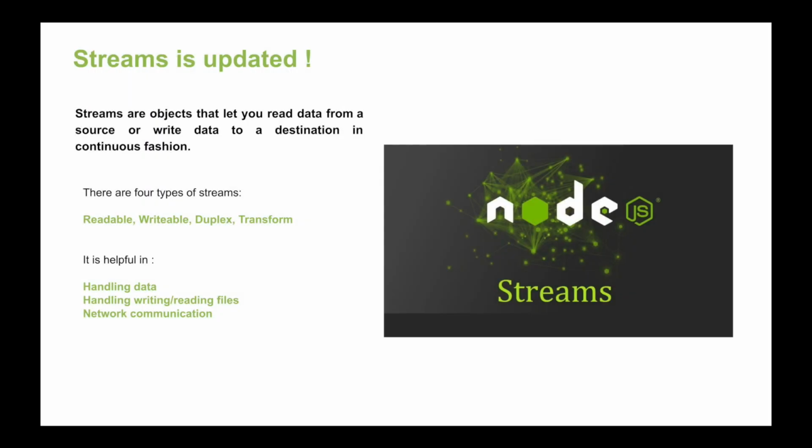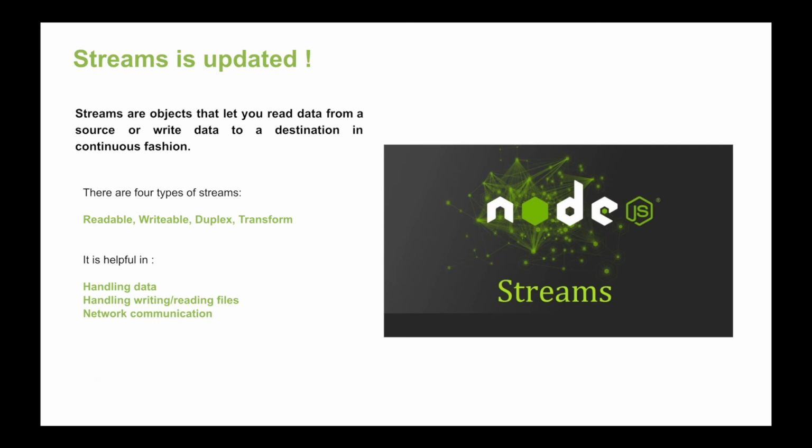So the next update would be that Streams have been updated as well. Streams are the objects that let us read data from a source or write data to a destination in a continuous fashion. In Node.js, there are four types of streams: readable, writable, duplex, and transform. Readable is a stream which is used for reading operation. Writable is used for writing operation. Duplex can be used for both reading and writing operation, whereas transform is a type of duplex stream where the output is computed based on input.